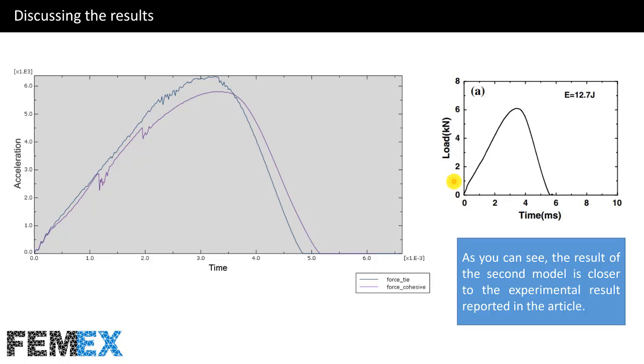This is the experimental result reported in the paper, and these are the simulation results. The blue curve is obtained from Model 1 and the purple curve is obtained from Model 2. As you can see, the result of the second model is closer to the experimental result reported in the article, because in Model 2, the cohesive interaction has been modeled, and so it is closer to the reality.